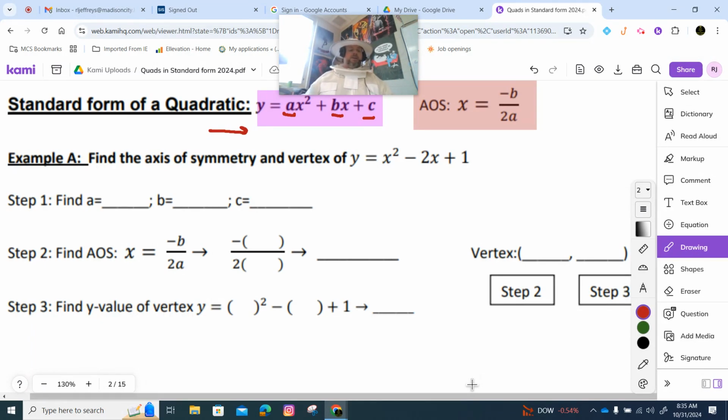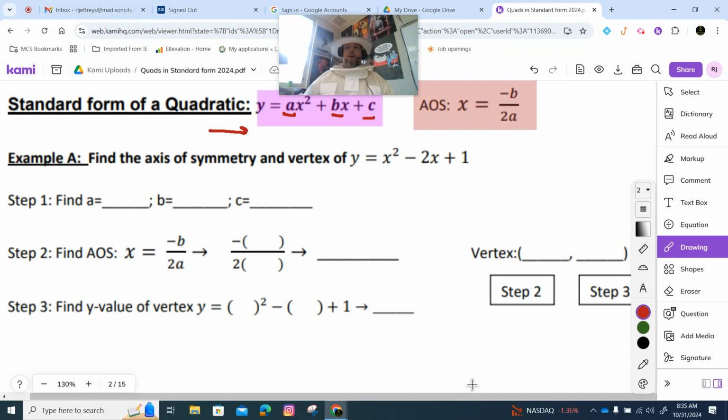All right, so example A. Find the axis of symmetry and the vertex of this problem right here. So step one, find A, B, and C. Believe it or not, you will be graded on how to find A, B, and C. Okay, because this actually sets up everything else. And if you can't find A, B, and C, you are pretty much sunk like the Titanic. I mean, bloop, bloop, bloop. Okay, so by the way, if you hadn't seen that movie yet, spoiler alert.